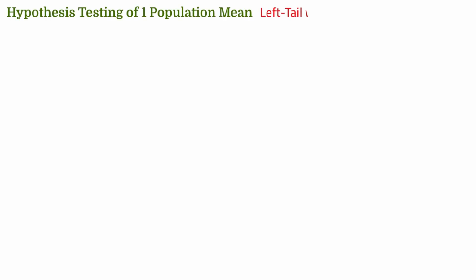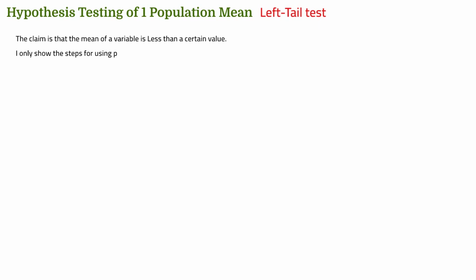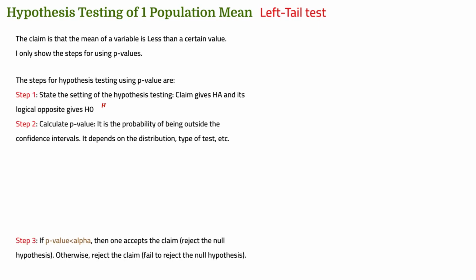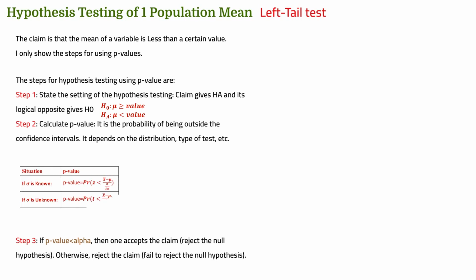Hypothesis testing on one population mean, left tail test. The claim is that the mean of a variable is less than a certain value. I only show the steps for using p-values. These are the steps we covered before. Here, HA: mu less than a certain value, exactly as the claim says. As H0, the logical opposite, mu greater than or equal to a certain value.